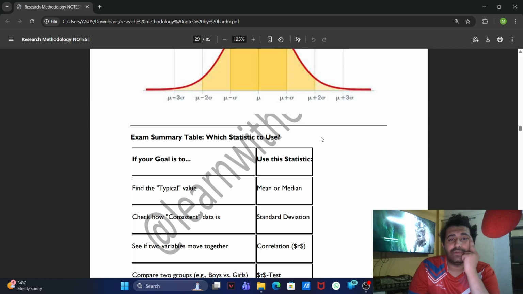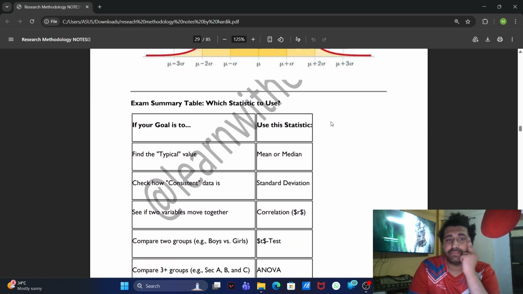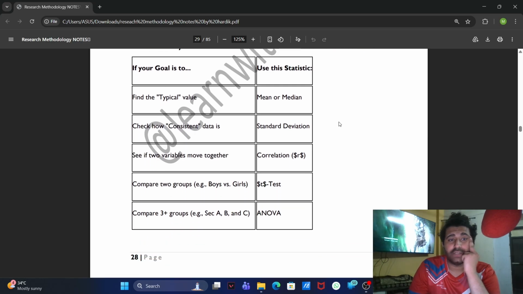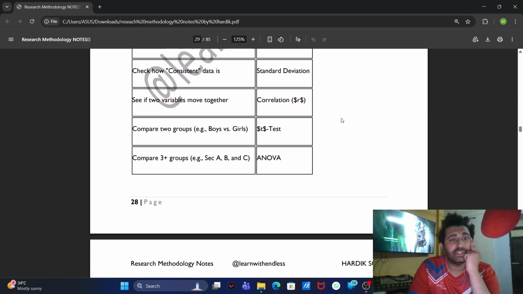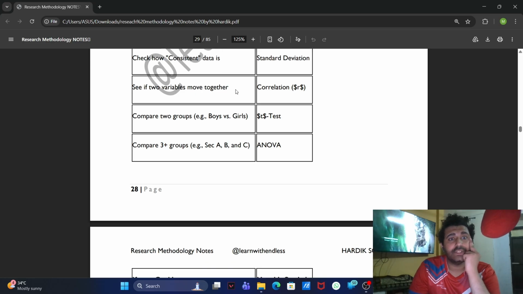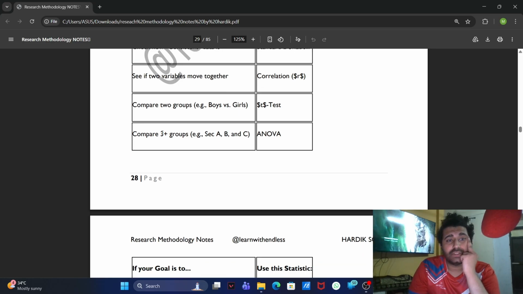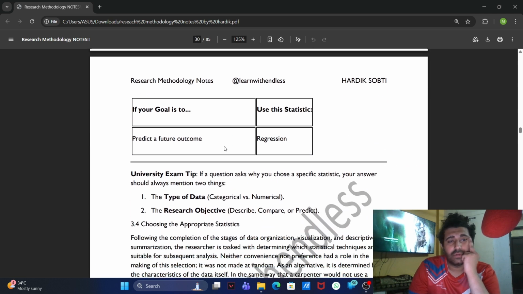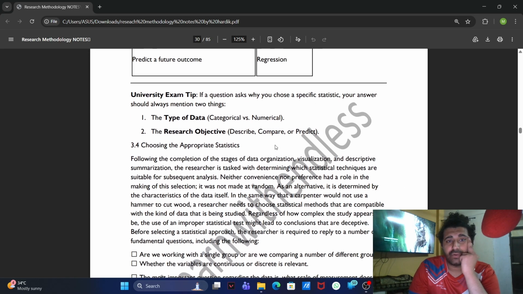Here is a summary table for you on which statistics to use. If your goal is to find the typical value, use mean or median. To check how consistent data is, standard deviation. If two variables move together, correlation, Pearson's. To compare two groups, t-test. To compare three or more groups, for example sections A, B, C, ANOVA. If your goal is to predict a future outcome, regression. Tip for you guys: if a question asks why you chose a specific statistic, your answer should always mention two things: the type of data, categorical versus numerical, and the research objective, describe, compare, or predict.